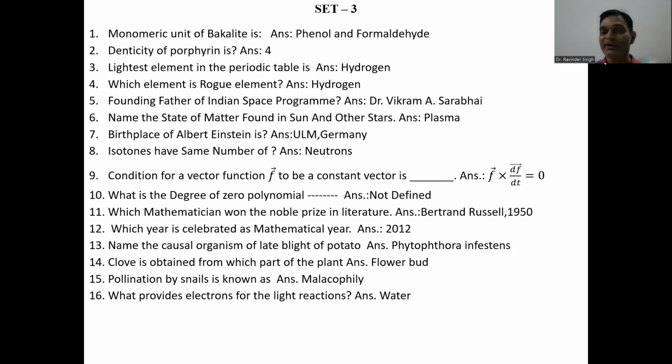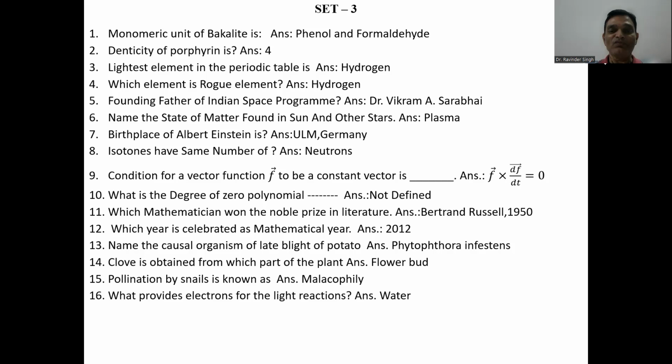Which mathematician won the Nobel Prize in literature? Answer is Bertrand Russell in 1950. Which year is celebrated as the mathematical year? Answer is 2012. Name the causal organism of late blight of potato? Answer is Phytophthora infestans. Clove is obtained from which part of the plant? Answer is flower bud. Pollination by the snails is known as malacophily.